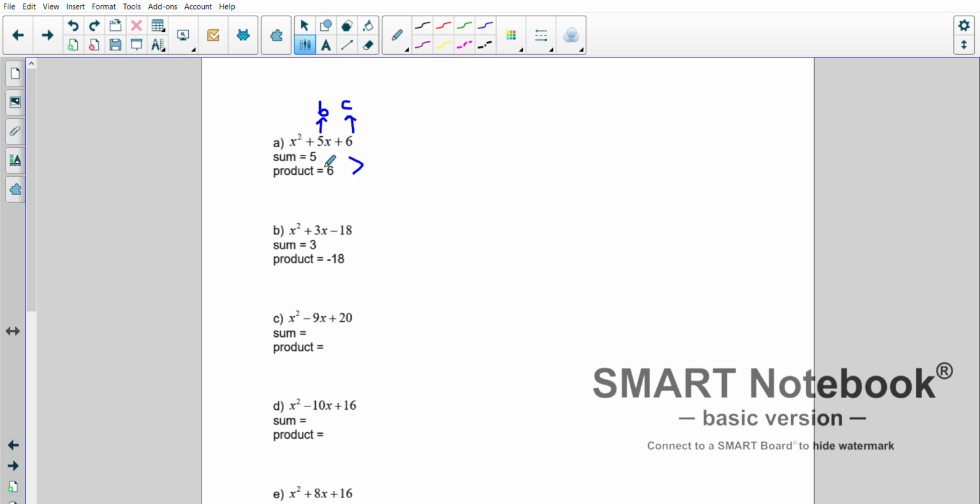Let's think. Well, 2 and 3 add up to 5. Does that multiply to 6? Yes, it does. So 2 plus 3 equals 5, and 2 times 3 equals 6. So therefore, you just go straight to the answer. You open up two sets of brackets like you would in the factored form.